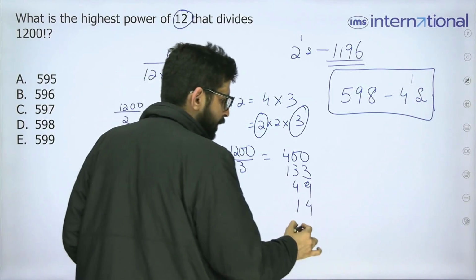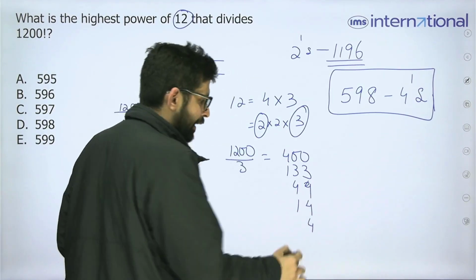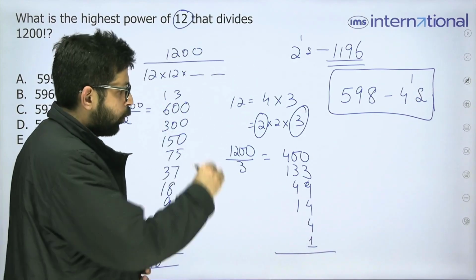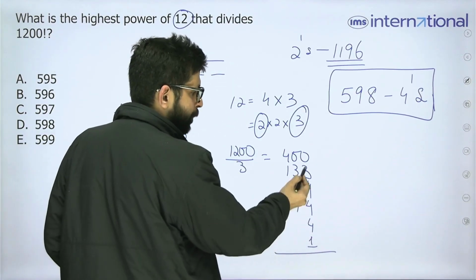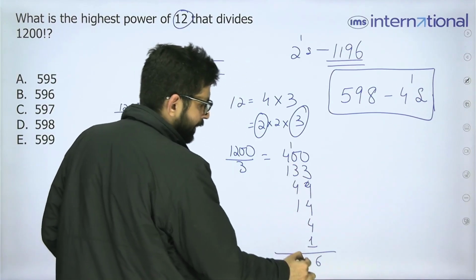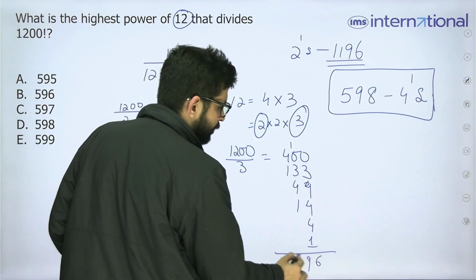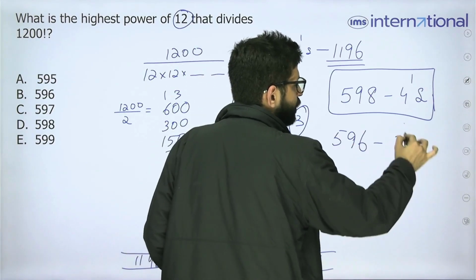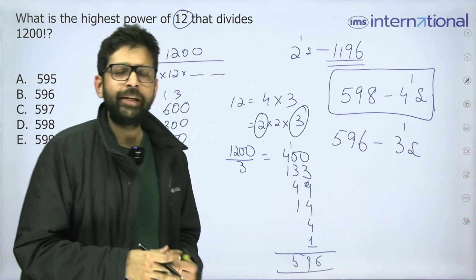Again divide by 3 would be how much? 4. Again divide by 3 would be how much? 1. Therefore, the total number of 3s that I have would be 4 plus 3, 7, 11, 15 and 16. Then 4, 8 and 9, and 4 plus 1, 596. So, I have got a total of 596 3s with me.